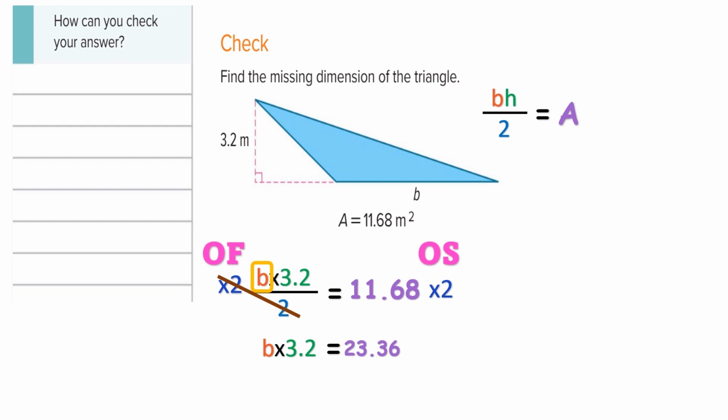In the same way as the previous question, I now have to get rid of my multiplication with that decimal, so I'm going to divide with it. So I'm going to divide with 3.2, which simply cancels that out, so I have my variable. I'm going to take my 23.36 and now divide it by 3.2, or 3 2/10. Put the top number inside the division box, divide by 3.2.